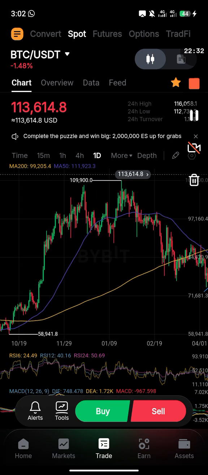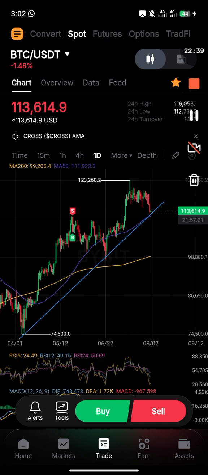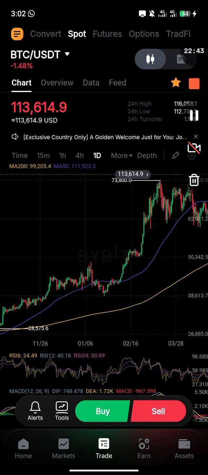Now, when you see a bullish trending market, you don't trade against the trend. You don't go and sell when something is trending up. You should look for a buy. If something is trending down, you should look for a sell.